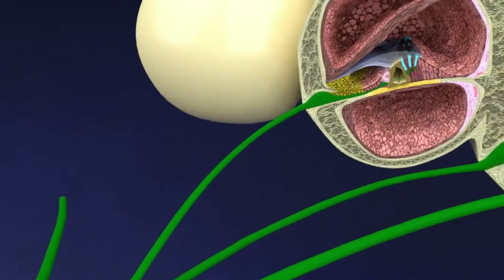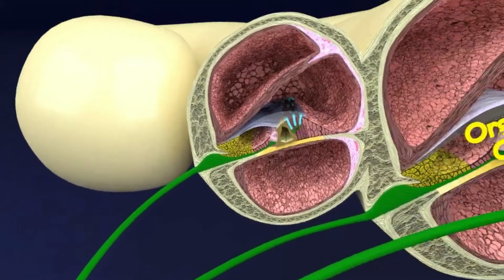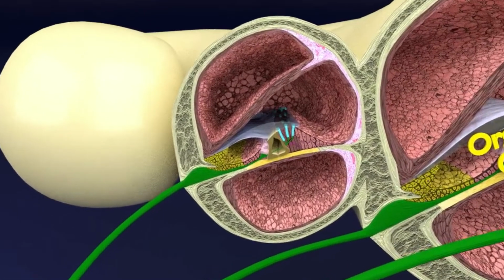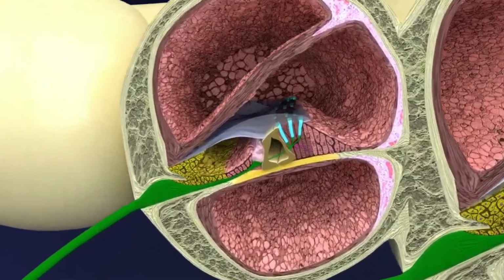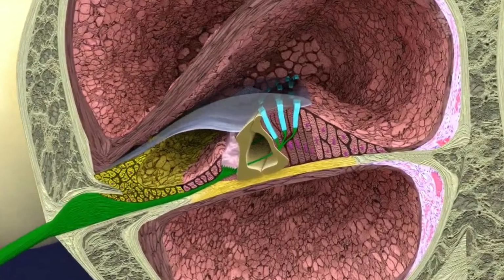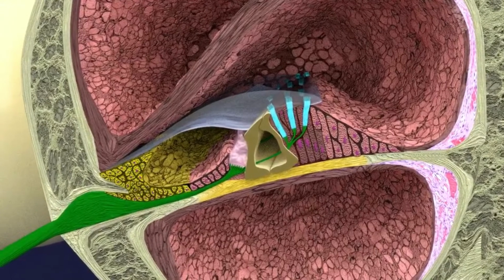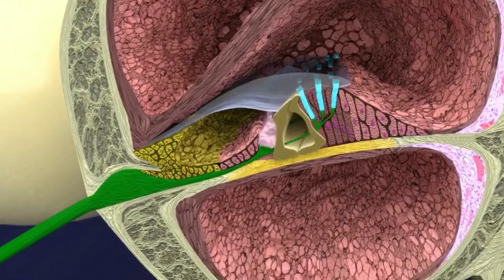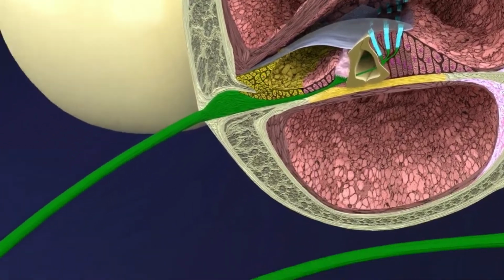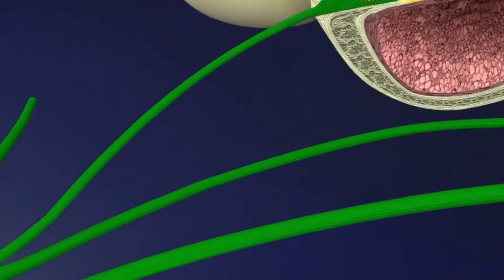The inner ear lies within the bony temporal bone and can be divided into two parts, the bony labyrinth and the membranous labyrinth. The bony inner ear can be divided into three parts, that is, the semicircular canal, the vestibule and the cochlea.